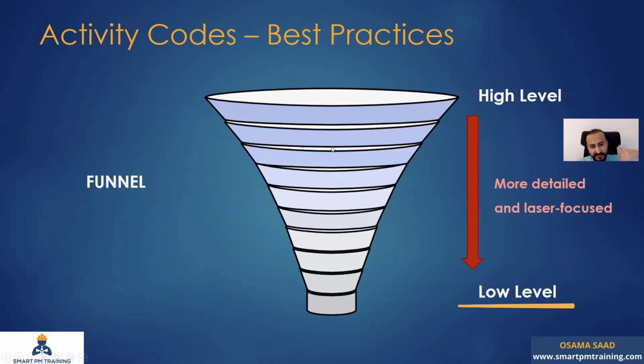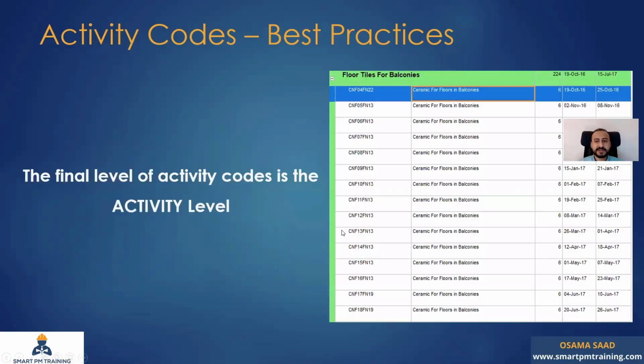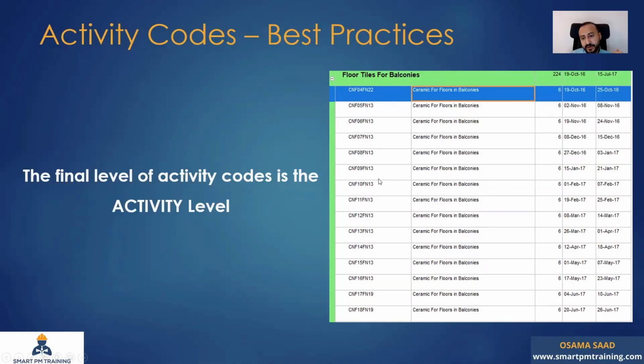The more you go inside the funnel, right? It's going to be really more detailed. As a best practice, you want to have the final level of activity codes as the activity level. So what does it mean? You're going to have to break it down further and further, okay, until you have something like that.